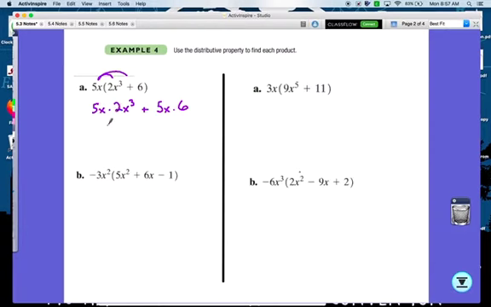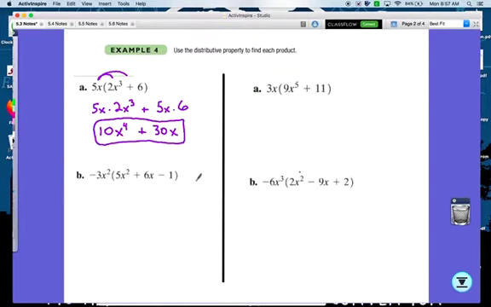The coefficients, 5 times 2 is 10. And x to the 1st, x to the 3rd gives me x to the 4th, because I add the exponents, plus 5 times 6 is 30, with the x hanging out.